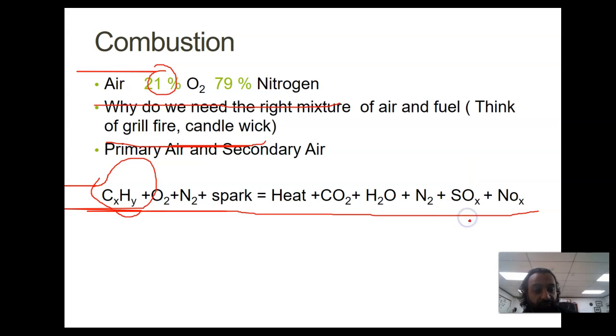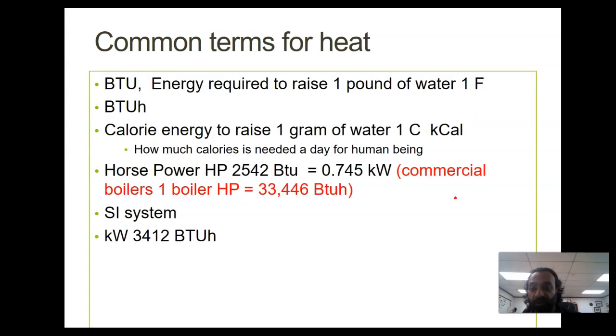Mostly petroleum products have sulfur in them. So again, we have low sulfur in this country, but burning fuel oil usually comes with sulfur. Common terms for heat: BTU, we talked about that before. It's the energy to raise 1 pound of water 1 degree Fahrenheit. We also have BTU per hour, which is a lot of BTUs in 1 hour. Calorie, which was compared to BTU a lot, is to raise 1 gram of water 1 degree Celsius.